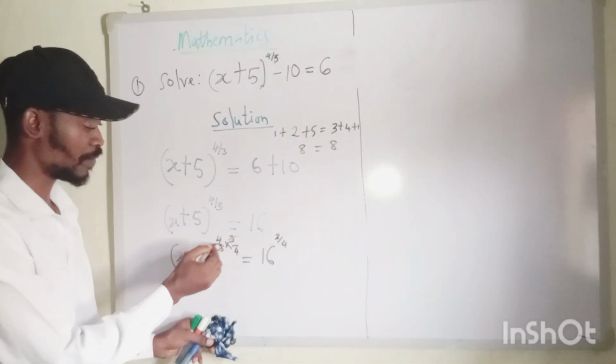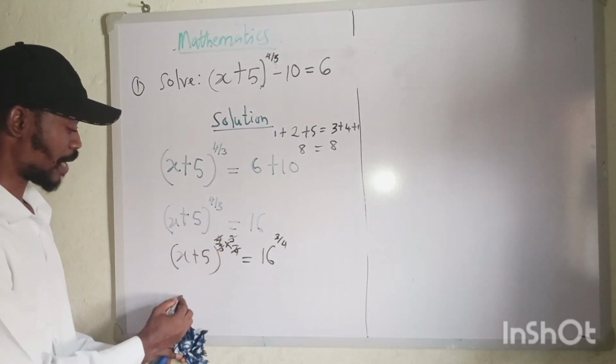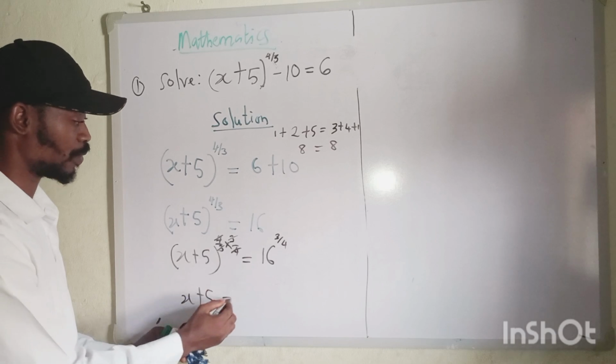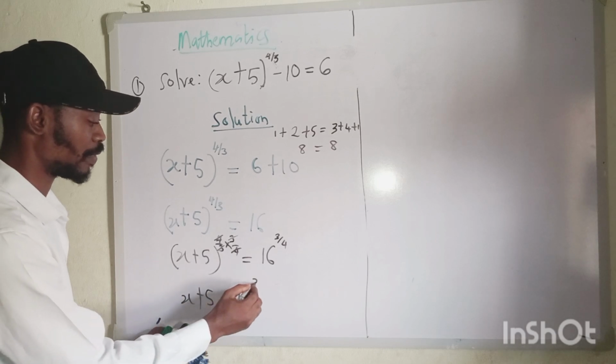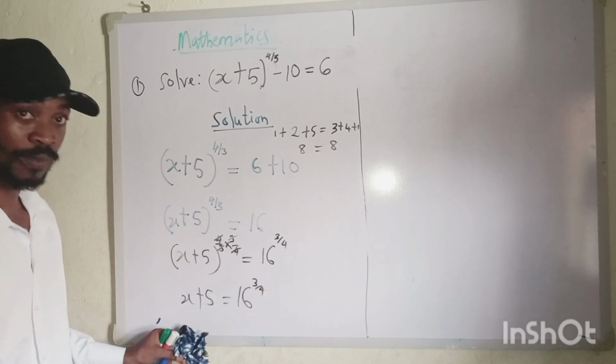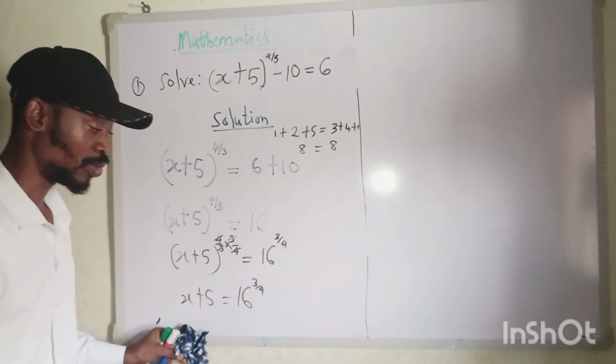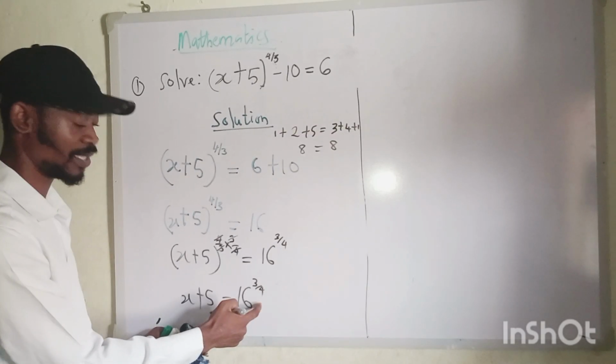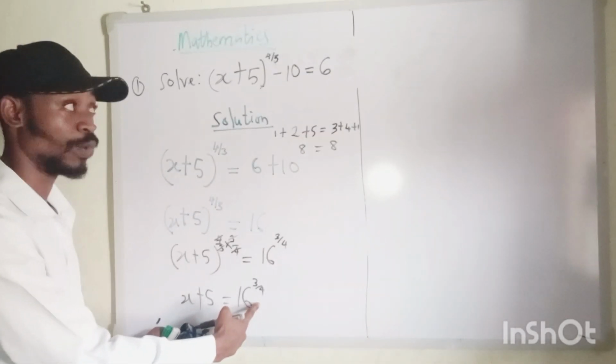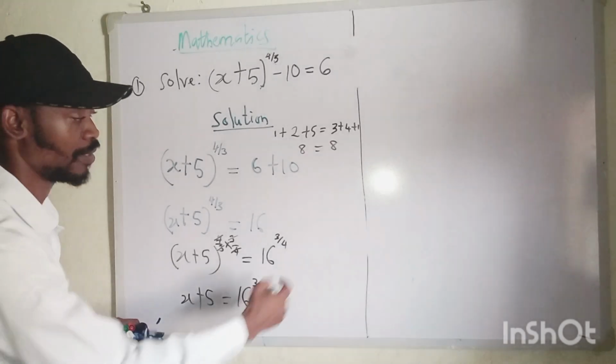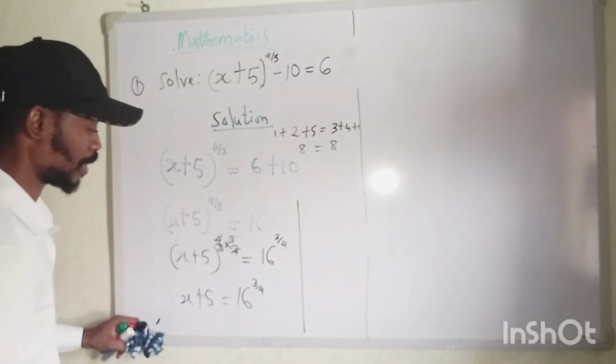3 cancels 3, 4 cancels 4. So we have x plus 5 equals what? 16 raised to the power 3 all over 4. Now the next thing to do is to simplify this term here. 16 raised to the power 3 all over 4. What does it actually mean? I'll just go and draw a line here.